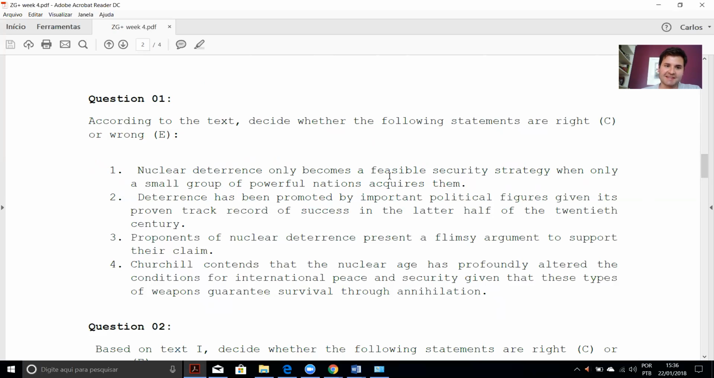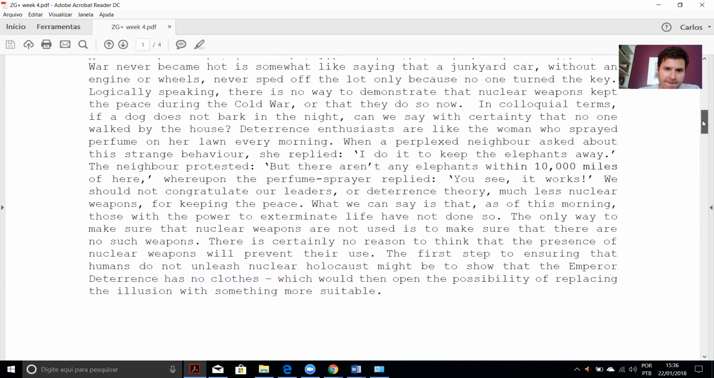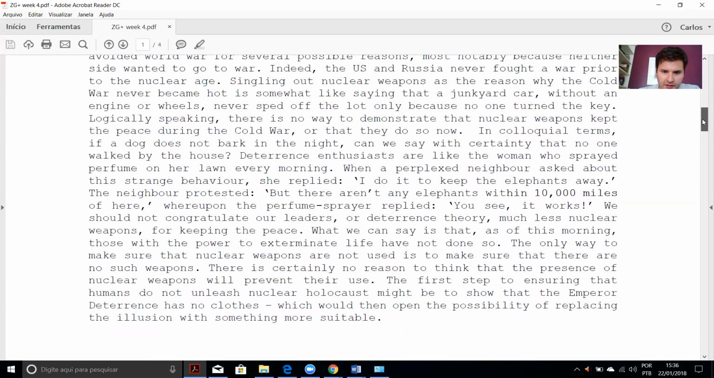Here, the text does not say that nuclear deterrence only becomes a feasible security strategy when only a small group of powerful nations acquires them. No, that's not the case. The text actually says the opposite. Not quite the opposite, but it says that no country can have nuclear weapons if you want to guarantee peace. Peace is only guaranteed if these weapons do not exist. It says, textually here, right at the end: the only way to make sure that nuclear weapons are not used is to make sure that there are no such weapons.